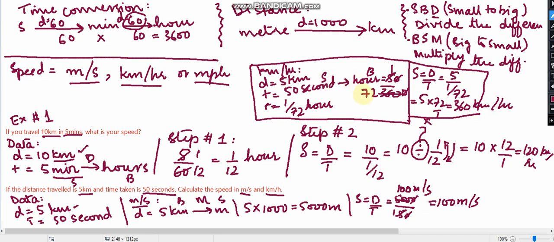So these are some examples of time calculation and the calculation with respect to the formula. I hope you all are clear.